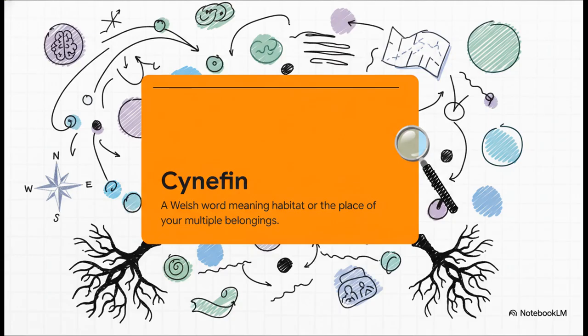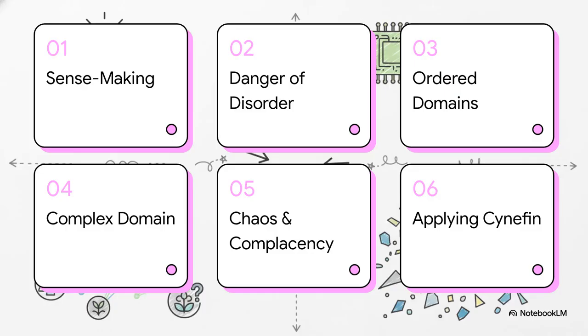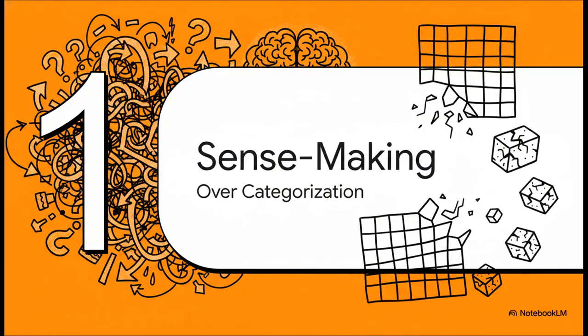All right, here's our roadmap for today's explainer. First, sense-making over categorization. Second, the danger of disorder. Third, navigating the ordered domains. Fourth, embracing the complex domain. Fifth, chaos and the complacency cliff. And finally, applying the Cynefin Framework. Understanding this exact map is going to profoundly change how you assess your business. Let's get going.